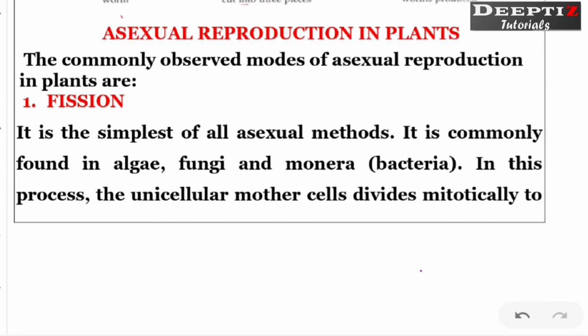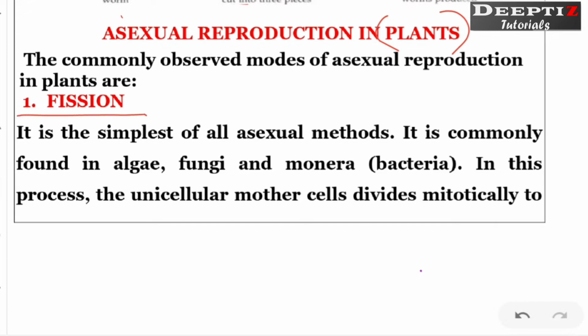We have already covered asexual reproduction in animals and we are starting with asexual reproduction in plants. In many textbooks you will see it as common, that means asexual reproduction in plants and animals together. So same content we have divided animals separate and plants separate. So the first mode is fission.